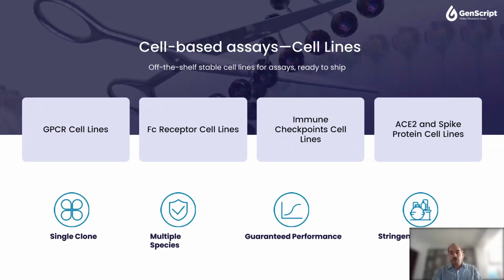And our off-the-shelf stable cell line offering consists of several different portfolios. GPCR cell line portfolio, we have over 100 GPCR-related cell lines. We have FC receptor cell lines for characterization of FC receptors for antibodies. We have immune checkpoint cell lines for cancer research. And of course, we have some cell lines for COVID research, ACE2 and spike protein cell lines. All of our cell lines are single clone. We can offer them as multiple species. We guarantee the performance of each cell line, and we have very stringent QC requirements.